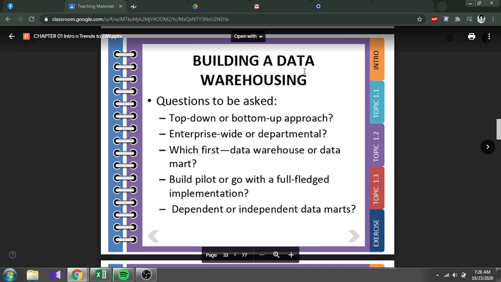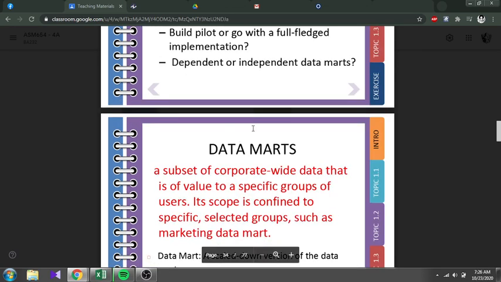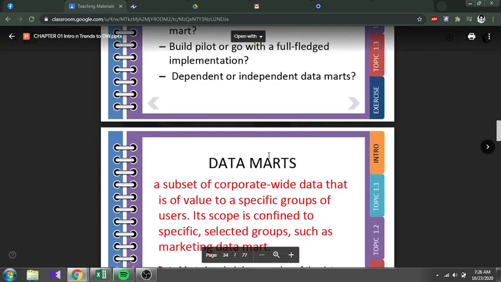Baru dia go for the full-fledged implementation, maksudnya overall punya installation macam tu. And dependent or independent data marts. So this big question sebenarnya there's no right and wrong answer sebenarnya. So you can be top down, it can be bottom up, depends. Boleh macam hybrid or remix lah. Okay, so we go one by one. Sebenarnya kat bawah ni dia ada bagi jawapan dia.